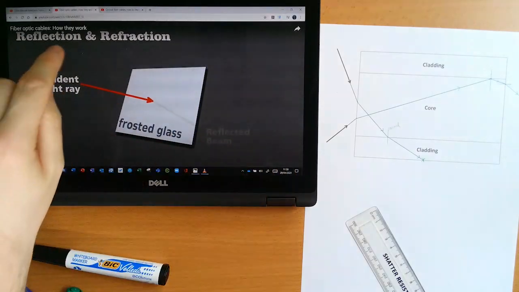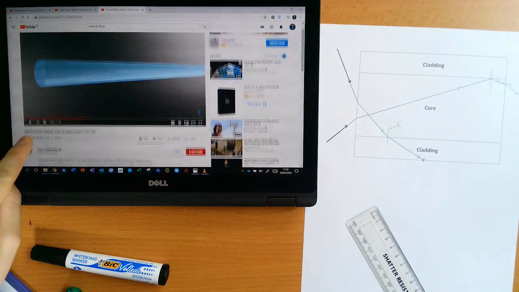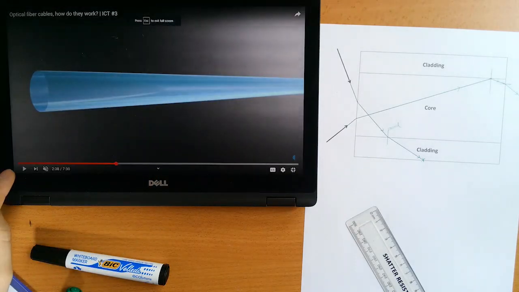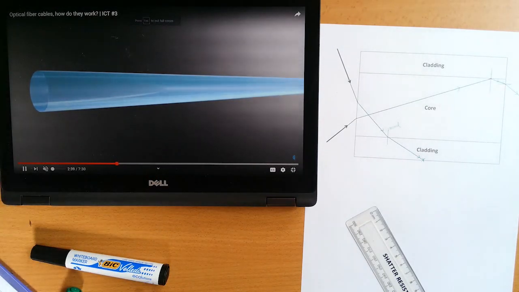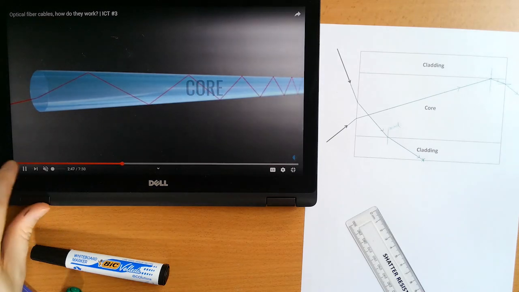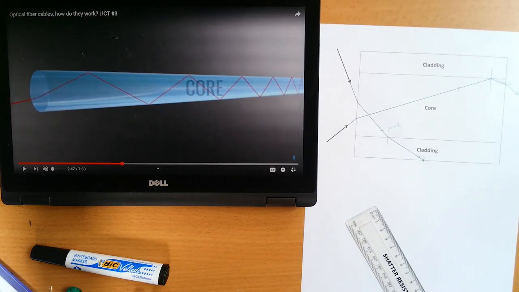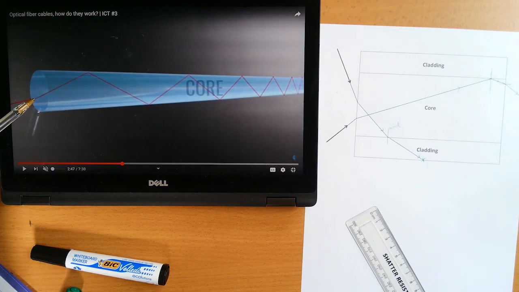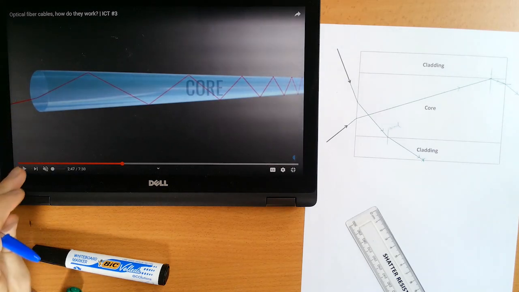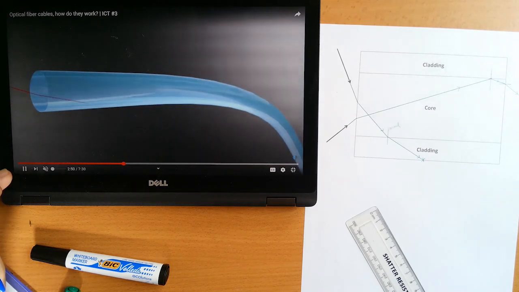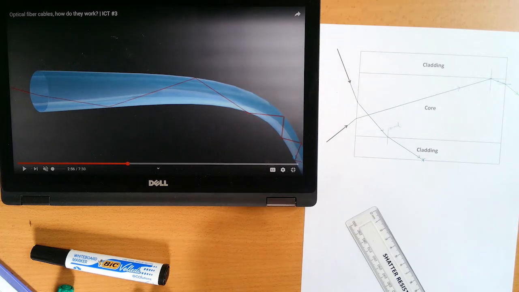Okay. Now, the last little bit of video, courtesy of Learn Engineering, just shows how that works, a slightly better diagram. So there you can see the light ray totally internally reflecting down the fibre. And you can also see the light ray refracting towards the normal on the way in. And then they show a nice little version of it going around a bend there. Okay, so that is your light travelling down an optical fibre.